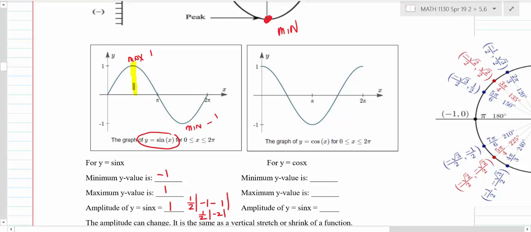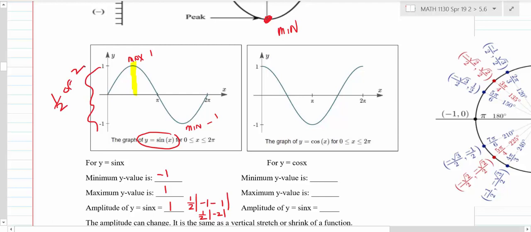The amplitude is 1. So really, when you're looking at an amplitude, you're looking at this thing right here. The distance, and don't think of it as the x-axis, because you can move the waves up and down, do vertical translations, so it's half of that distance right there. So all it is is half of 2. That's it. Okay.